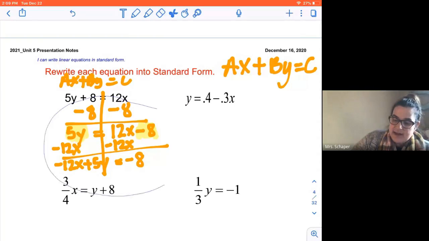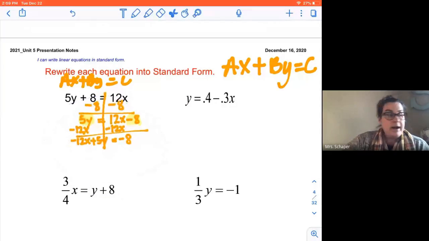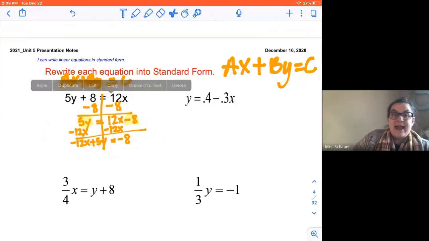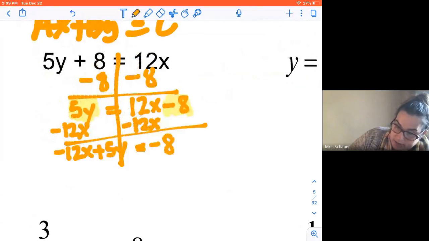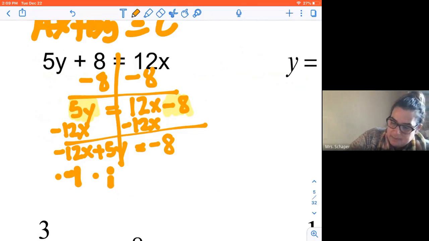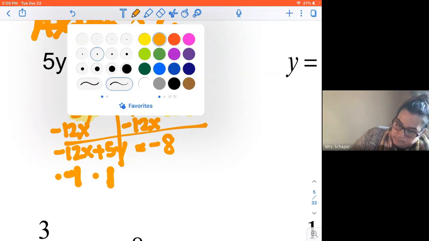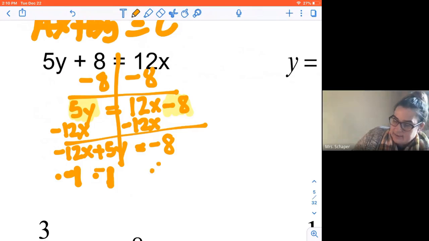Now, I can't just say, hey, it's now positive. What I need to do is multiply the coefficient by negative 1. So times negative 1, times negative 1. Let's clean that up. And then times negative 1.